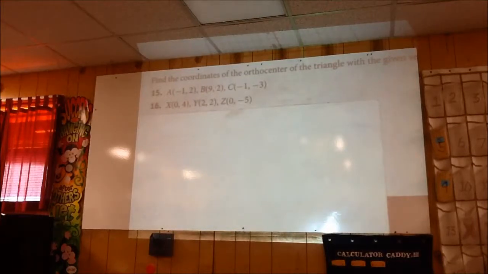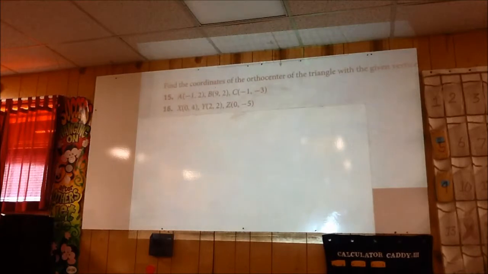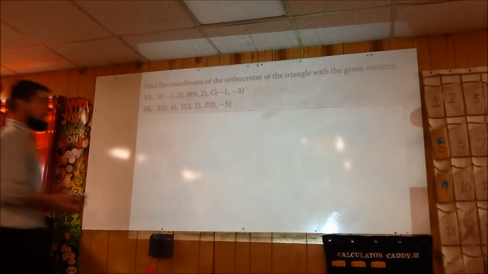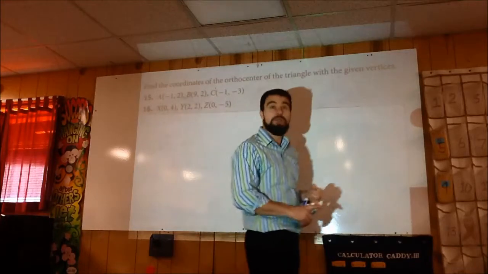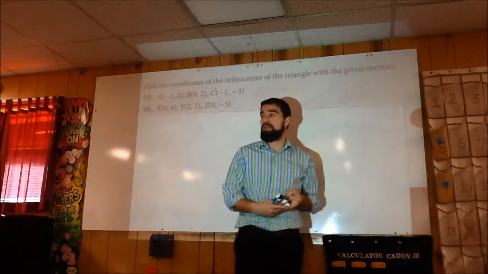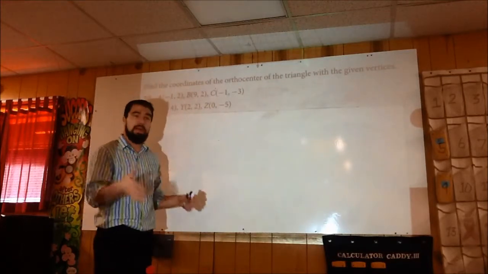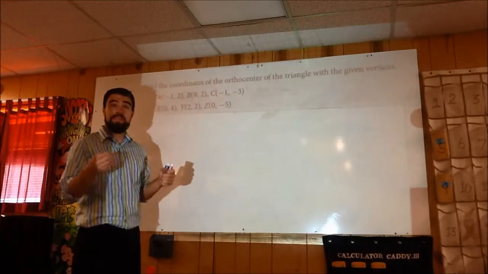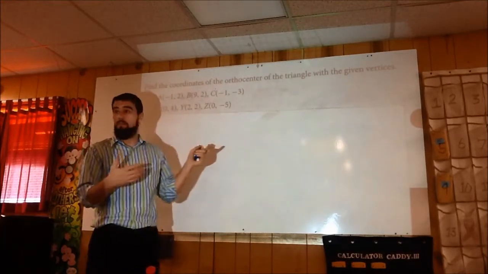So this is going to be just like your quizzes and tests. All it's going to say is find the coordinates of the orthocenter, or centroid, or circumcenter, or incenter. I'm just going to ask you for the coordinates of one of these points of concurrency. So you need to know what special triangle segments intersect to form that point of concurrency.